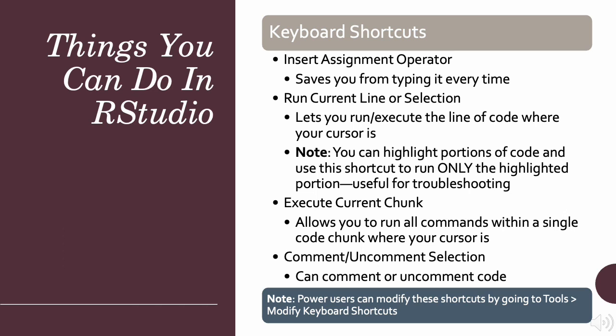You can also use keyboard shortcuts to execute a current chunk, and so that's the series of code lines that are in between the little backwards tick marks in your R Markdown file. And so you can run all of the commands within a single code chunk wherever your cursor is. And finally, you can use keyboard shortcuts to comment or uncomment some selection of code. And so again, this is pretty nice if you're either trying to comment out a whole section of things, or if you're just trying to comment out little pieces of it or uncomment them.